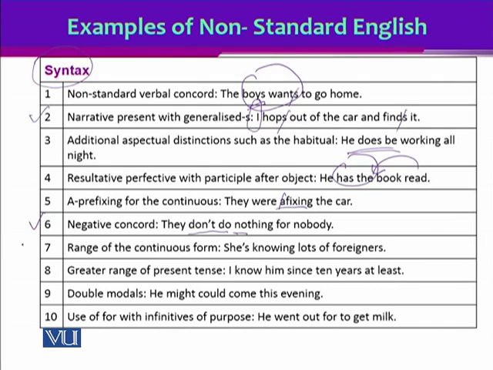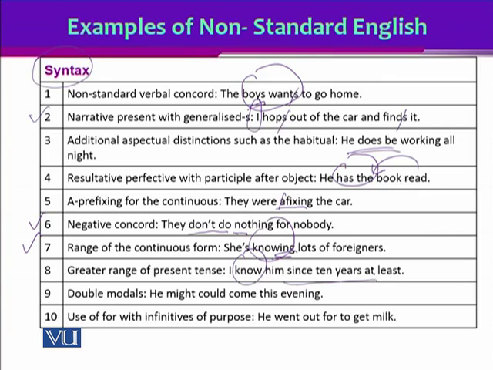Number 7, range of the continuous form. "She's knowing lots of foreigners." "She knows lots of foreigners" is the regular standard English structure. "She's knowing" is not used. Number 8, greater range of present tense. "I know him since 10 years at least." The greater range of present tense: "I know him," use of present tense with since 10 years at least.